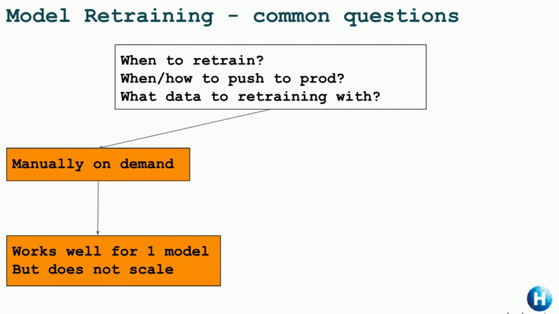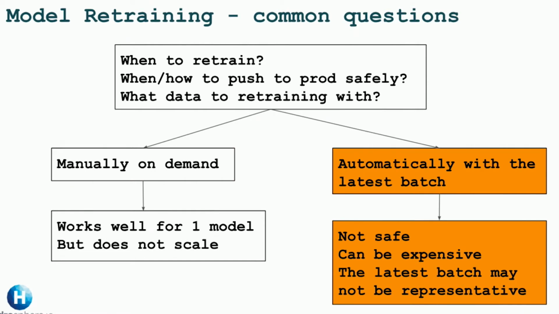For retraining, the first question is when to retrain, then what data to use for retraining. The basic naive approach is to manually watch every single model, then manually subsample data from production and manually retrain. Of course, it works pretty well, but it doesn't scale. There is another naive approach: just automatically retrain with the latest data batch. It's also error prone because it's not safe.